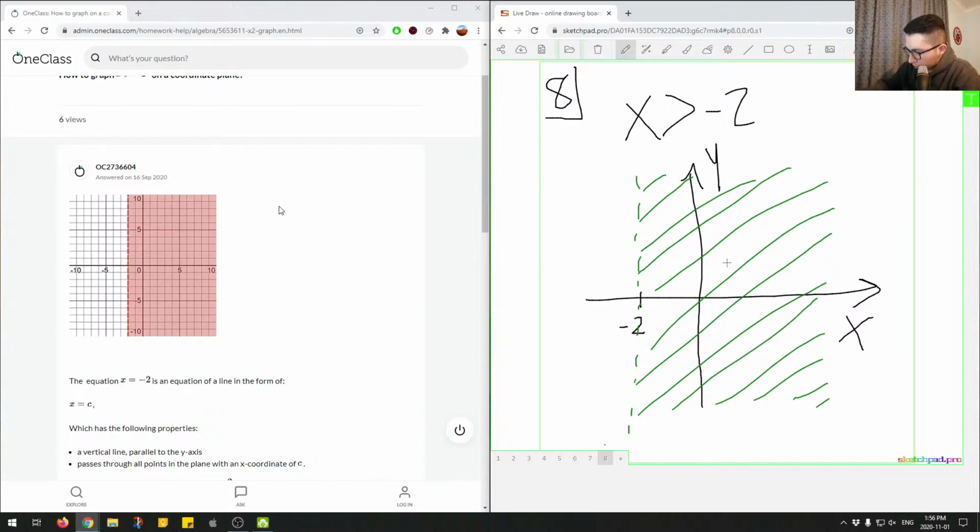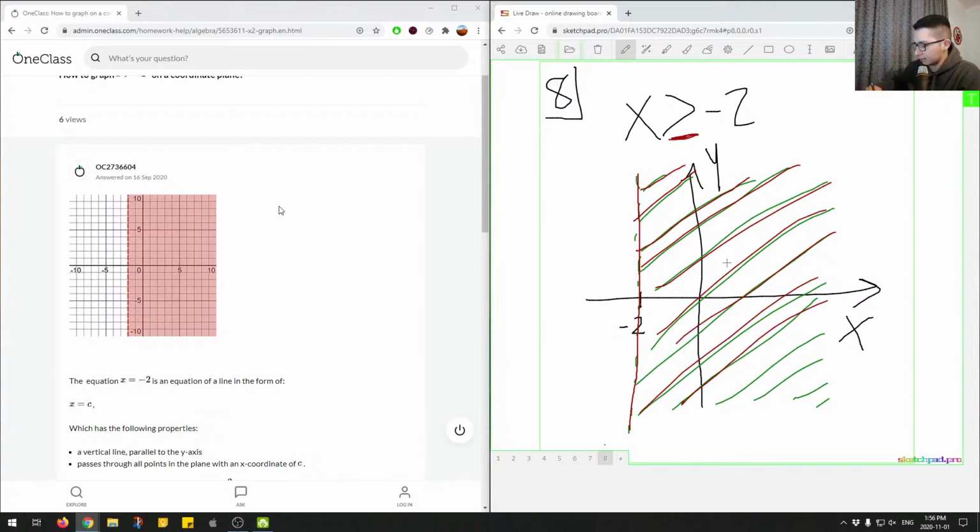I'll do the next part in red, just to give you a better explanation. So if this was equal to, let's say this was greater than or equal to -2, then you'd have a solid line over here. So this line would be solid, and you do this region like that. But since it's not the case, we only really need the dotted line.